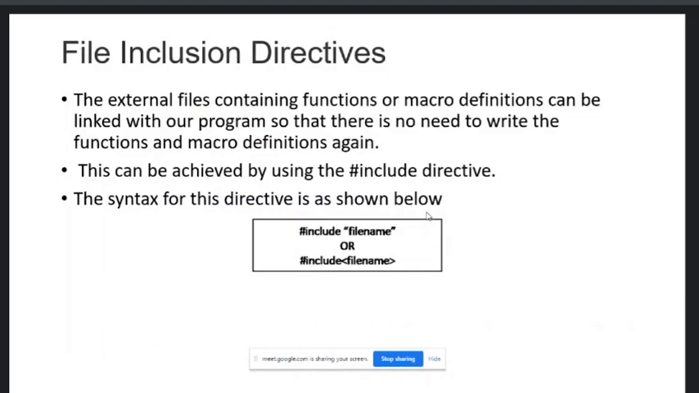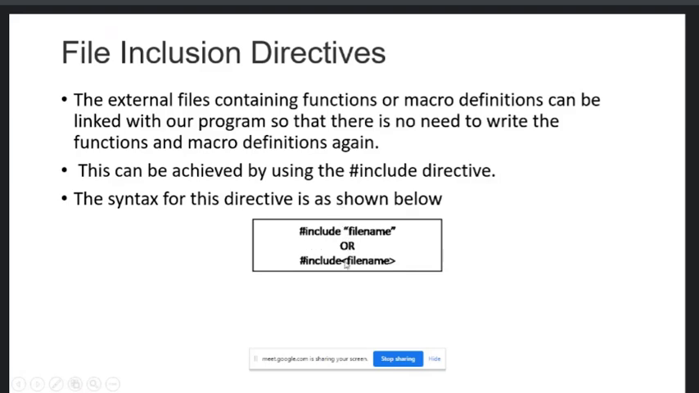Now the next, file inclusion directives. An external file containing functions or macro definitions can be linked with our program so that there is no need to write the function and macro definitions again. For example, strcpy is already there. So what you are doing is just adding one header file. So how to add that header file? We are using #include. So for file inclusion directives, this is the keyword #include.